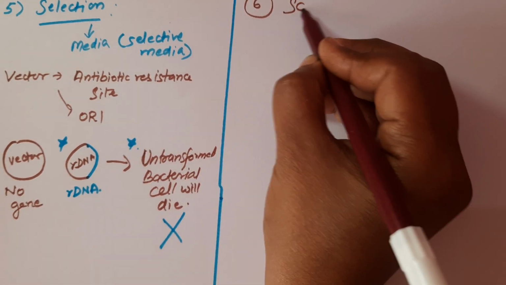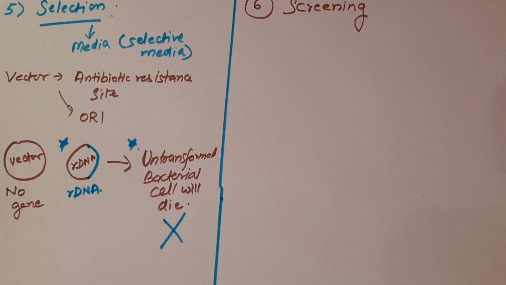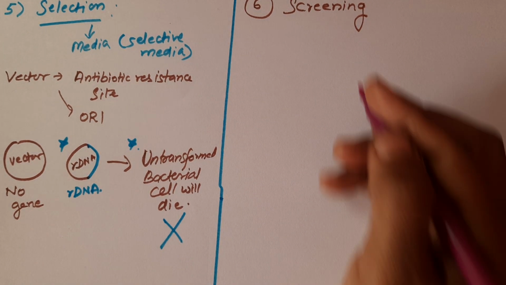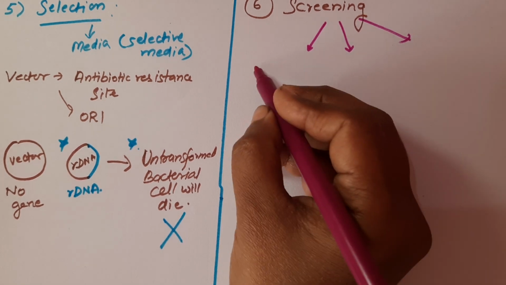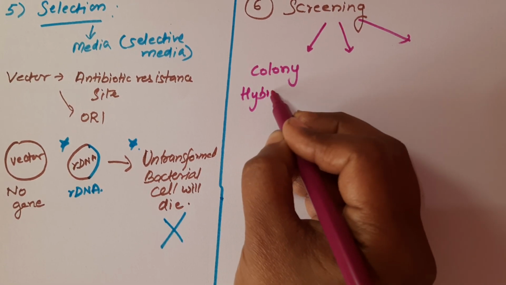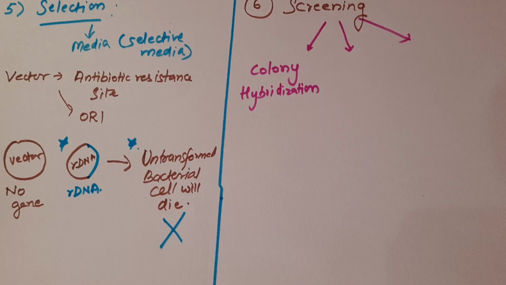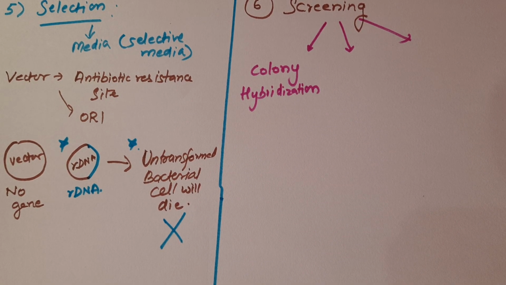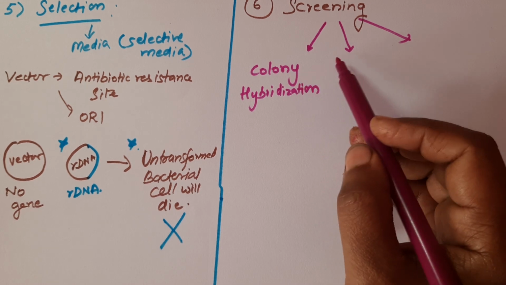So we will go for the screening of the cells. There are numerous methods for screening. I will write three. First is colony hybridization. We can design primers that are specific to our gene of interest, then do the hybridization reaction and amplify, and find out whether our gene is present in that colony or not.